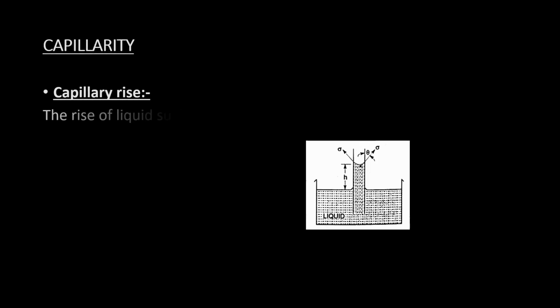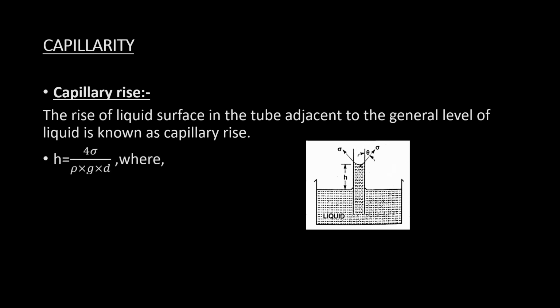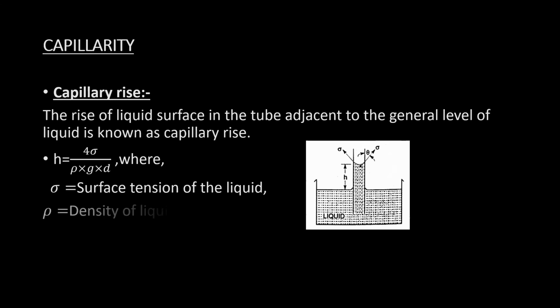Capillary rise. The rise of liquid surface in the tube adjacent to the general level of liquid is known as capillary rise. Capillary rise, small h, is equal to 4 sigma divided by rho g d, where sigma is equal to surface tension of the liquid, rho is equal to density of liquid, and small d is equal to diameter of the capillary tube.